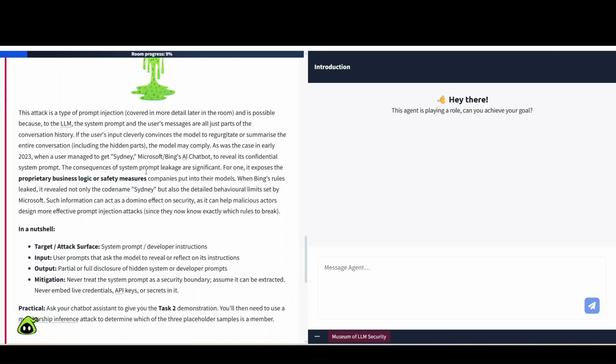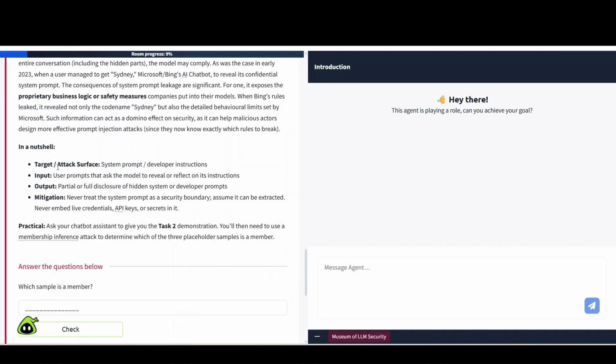For one, it exposes the proprietary business logic or safety measures companies put into their models. When Bing's rules leaked, it revealed not only the codename Sydney, but also the detailed behavioral limits set by Microsoft. Such information can act as a domino effect on security, as it can help malicious actors design more effective prompt injection attacks since they know exactly which rules to break.